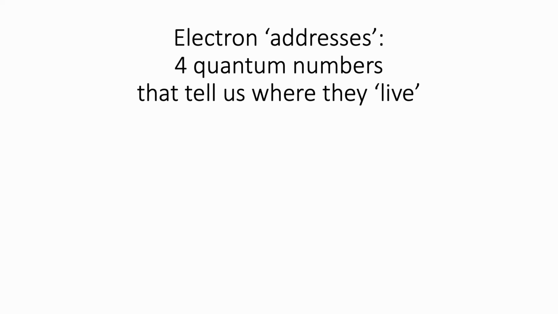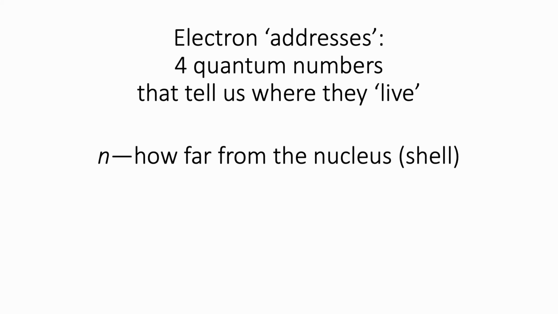So you can see that each of these things narrows down where I live. Our addresses for electrons are four numbers that we call quantum numbers because they're related to energy states of the electron and basically tell us where that particular electron is. The first quantum number we call the n, how far the electron is from the nucleus.